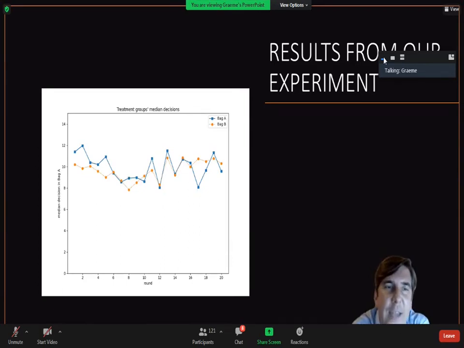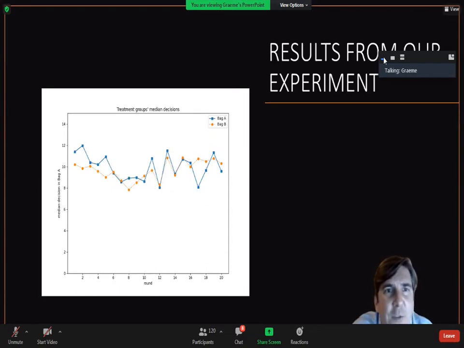And what we see here is that those that were in the bag B treatment, those that would receive a bonus if bag B was chosen, in general, most people responded that way by placing 10 bets on bag A and 10 bets on bag B. So if you can't see the axes here, the vertical axis is picking up the median decision for the number of bets in bag A.